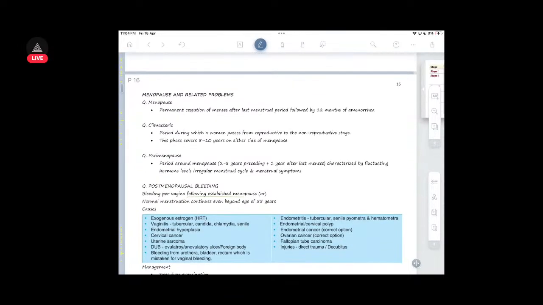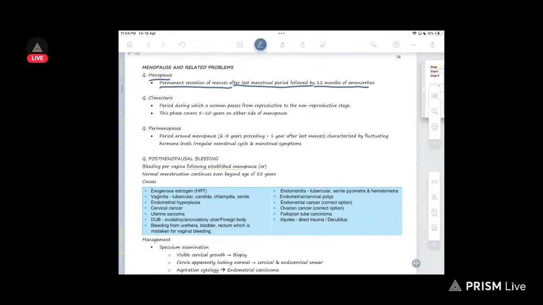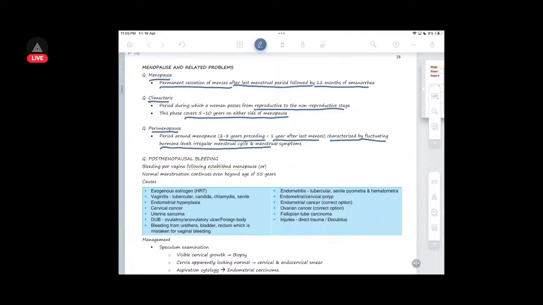Okay, so menopause and related problems. Menopause is permanent cessation of menses after the last menstrual period, followed by 12 months of amenorrhea. Okay, climacteric: it is the passage from reproductive to non-reproductive stage. It covers 5 to 10 years on either side of the menopause. Okay, perimenopause is the period around menopause, 2 to 8 years preceding and 1 year after menses, characterized by fluctuating hormone levels, irregular menstrual cycles, and menopausal symptoms.